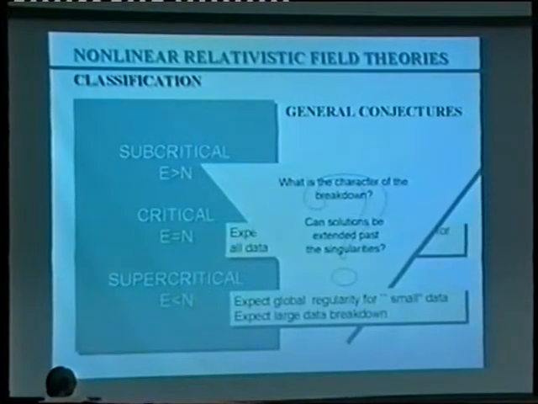But also it has a lot of practical importance, and we saw in the previous discussion, a breakdown really has serious physical consequences. So it's not just a mathematical problem. I think it's a general scientific problem, but it can be addressed in mathematical terms. Anyway, so we expect large data breakdown, and in that case, the issue is also: can we extend the solutions past the singularities?